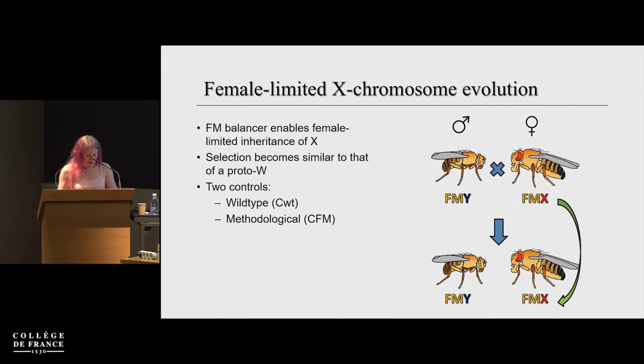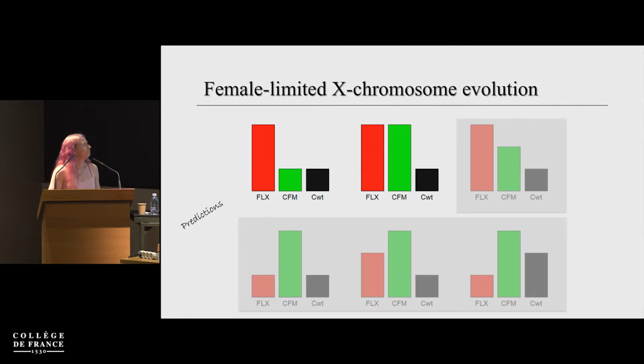But we also had a methodological control, the CFM treatment, as we called it. In that treatment, we basically tried to incorporate the FM balancer, but keep the selection pressures on the X the same. So we passed the X through females for 2 generations, and then in the next generation, it was in a male. We did this systematically, 2 generations in females, 1 in males, 2 in females, 1 in males. And the idea was to be able to disentangle the effects of the balancer from the effects of the selection on the X.